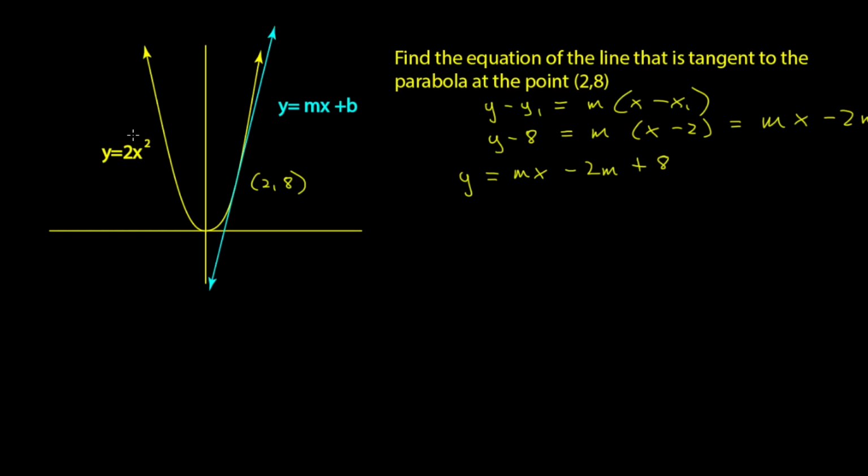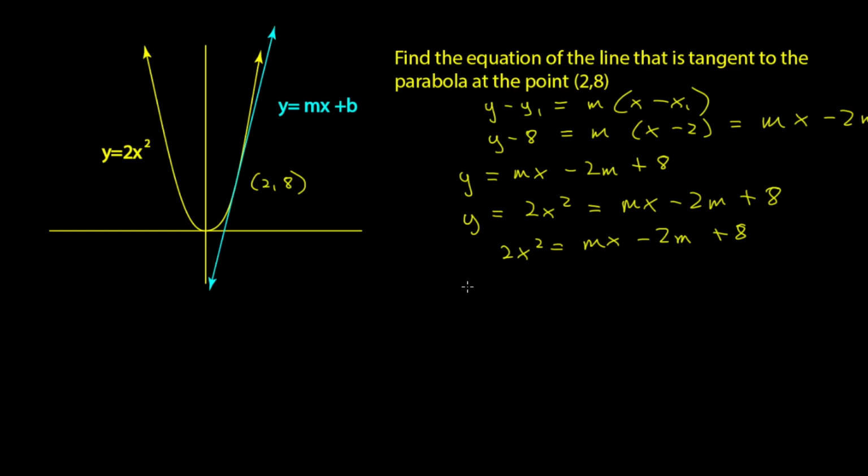Now that we have the line, we start on the parabola. Y equals 2x squared, which equals the line up here. So y equals 2x squared equals mx minus 2m plus 8. So now we have 2x squared equals mx minus 2m plus 8. Now, as you know, to solve a quadratic, you bring everything over to one side, 0 on the other. You can use the quadratic formula or whatever method is available.